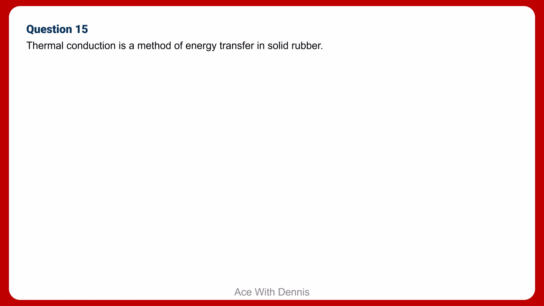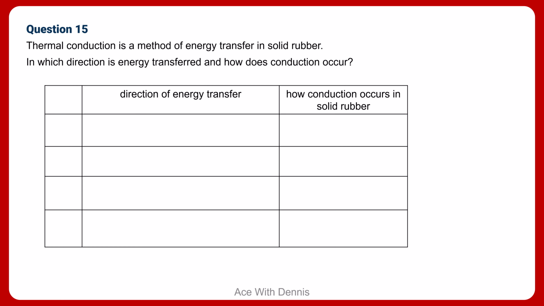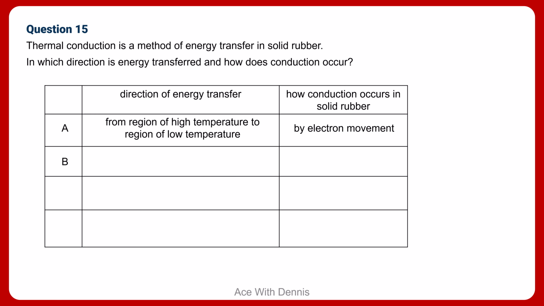Question 15. Thermal conduction is a method of energy transfer in solid rubber. In which direction is energy transferred and how does conduction occur? So here are a few options. Option A, the direction of energy transfer is from region of high temperature to region of low temperature, and how conduction occurs in solid rubber is by electron movement. Option B, the direction of energy transfer is from region of high temperature to region of low temperature, and how conduction occurs in solid rubber is by molecular movement.